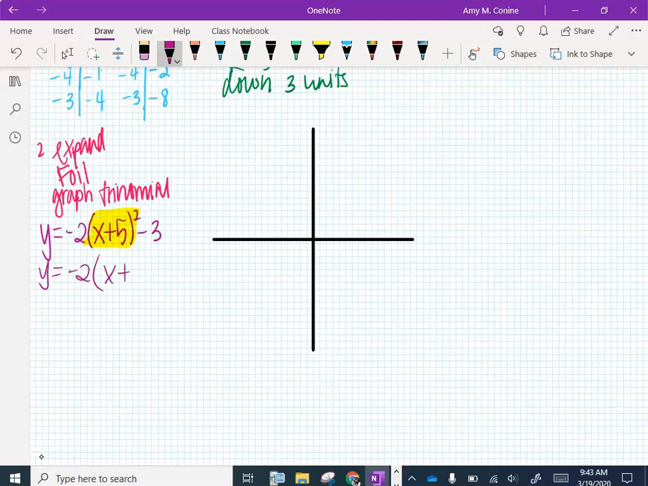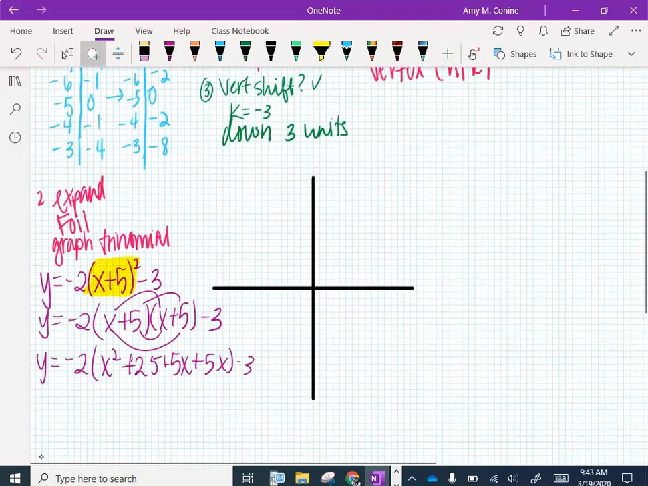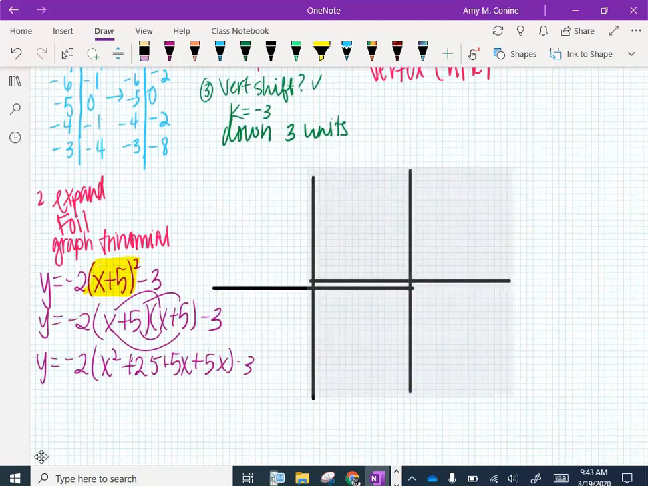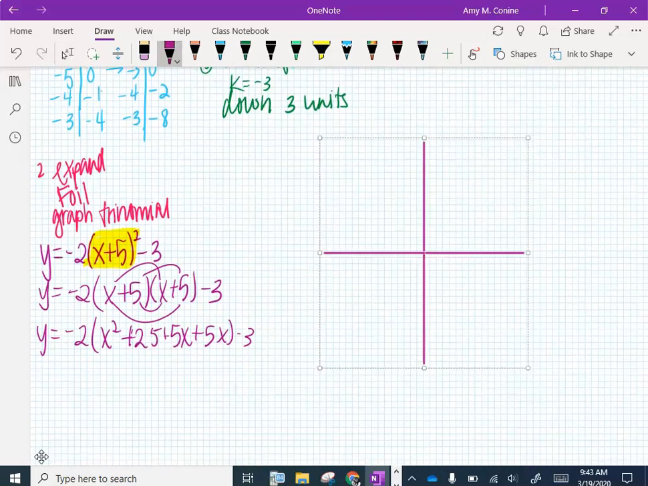I'm going to show you exactly how to do that. So I'm going to expand because the 2 means I have 2 of these binomials. I'm going to do my smiley face or my FOIL. Again, however you remember is up to you. It's 25. And then I have 2 5x's. The last one. Sorry, guys. I'll move this over. Okay. So now I need to collect like terms.